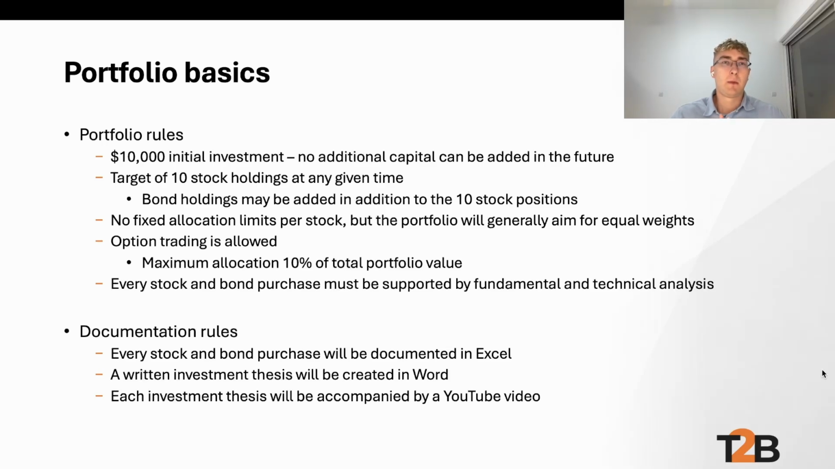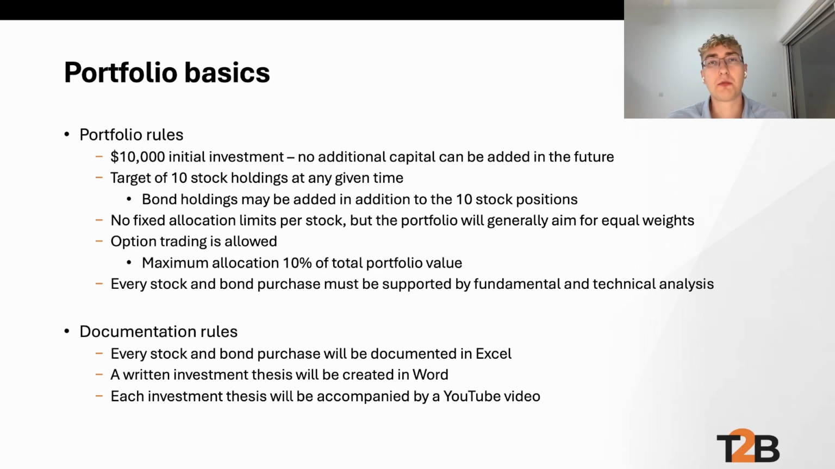So we'll be focusing on a 10 stock holding strategy at a time, but it can fluctuate. Additionally, we'll focus on equal weights, but if one stock does better than others and has more capital, a larger percentage of the portfolio in it, then we'll not sell it because of that, unlike funds that have to do so to mitigate risks.